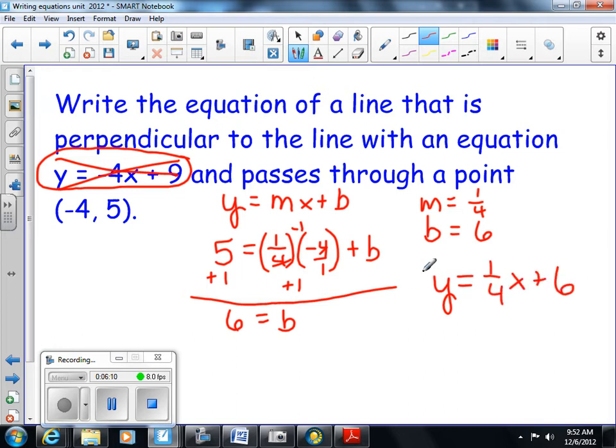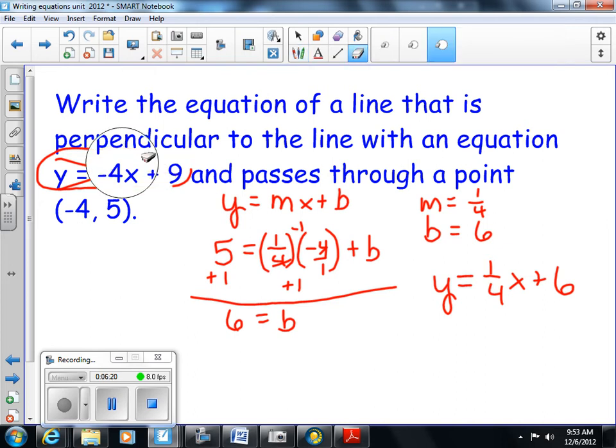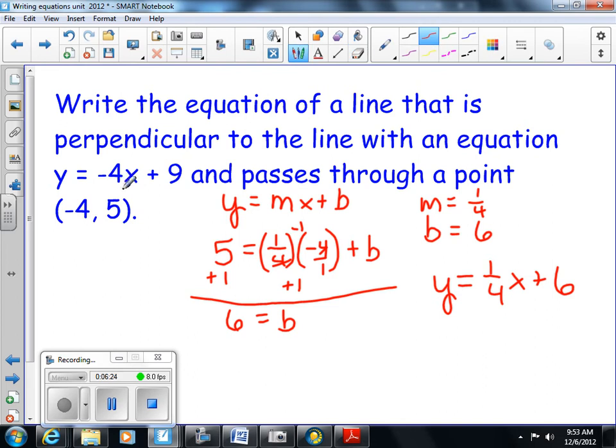So I could say if I were to graph both of these on a grid, they would intersect to be perpendicular. Now if I changed this question to say that it was going to be parallel to this line instead of perpendicular, what would the slope of my new line be? It would be -4 because it would be exactly the same. And that's all we need to know about writing equations of lines that are perpendicular or parallel to given equations.